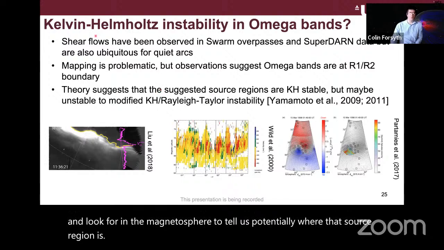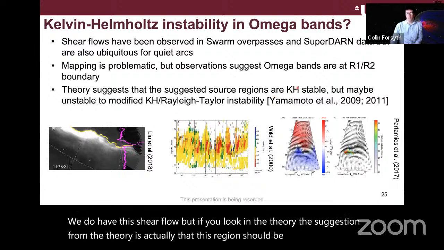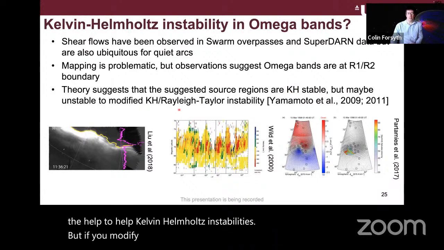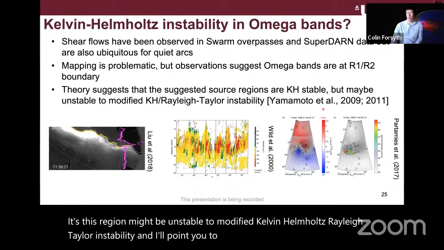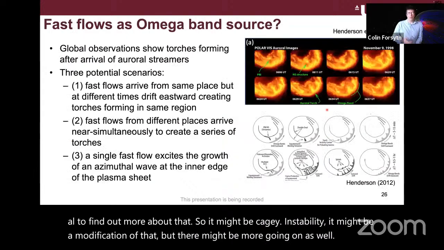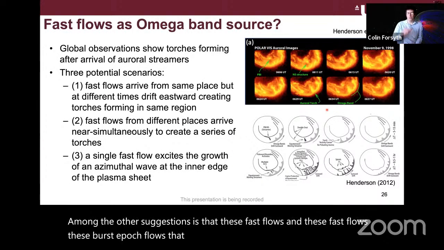Now, as I mentioned, we do have this shear flow, but if you look in the theory, the suggestion from the theory is actually that this region should be relatively stable to the Kelvin-Helmholtz instabilities. But if you modify this, and you have to bring the ionosphere into this, this region might be unstable to a modified Kelvin-Helmholtz Rayleigh-Taylor instability. And I'll point you to the papers by Yamamoto et al. to find out more about that. So it might be KH instability, it might be a modification of that, but there might be more going on as well. And one of the other suggestions is that these fast flows, these bursty bulk flows that drive streamers that come out of PBIs, might also be the source of omega bands.